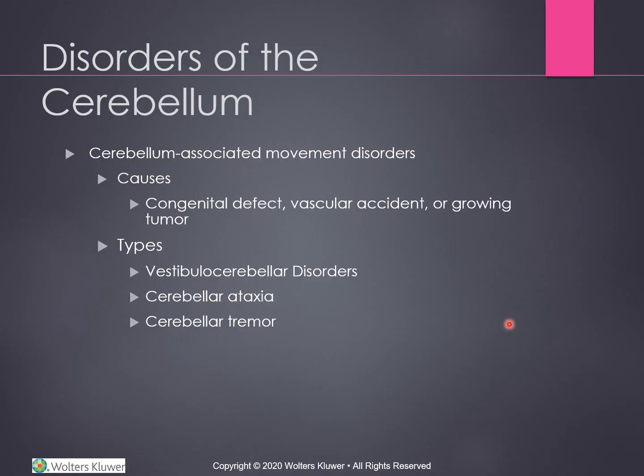So if there are disorders of the cerebellum, we get these cerebellum-associated movement disorders. Many different things can cause this. Sometimes they're congenital defects, maybe a vascular accident like a CVA or a growing tumor. And there are three different types: vestibulocerebellar disorders, cerebellar ataxia, and cerebellar tremors.